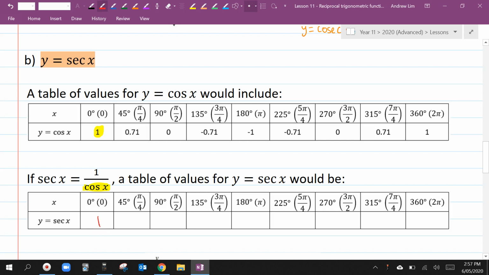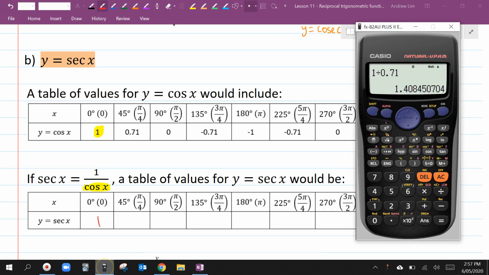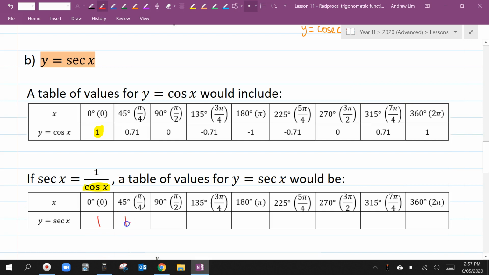1 divided by 0.71, we worked that out before as 1.4. 1 on 0, we can't divide by 0, it's undefined. Are there any other zeros? Yes, there are. So there's going to be asymptotes at 90 degrees and 270 degrees, or at pi on 2 and at 3 pi on 2.